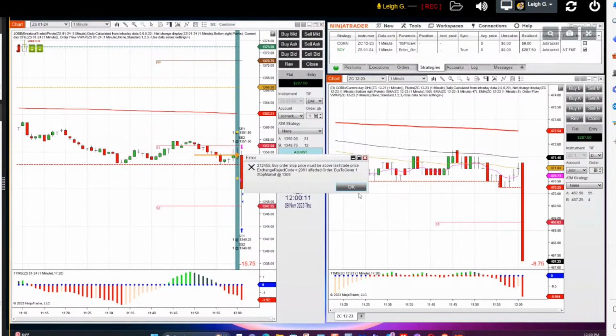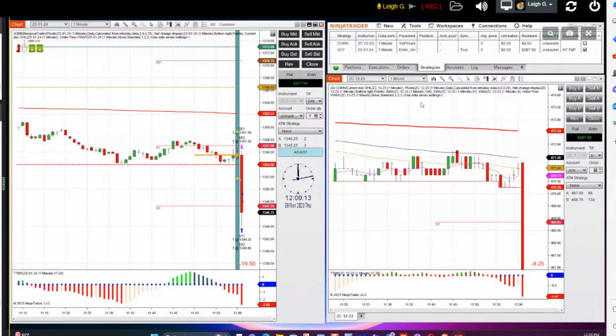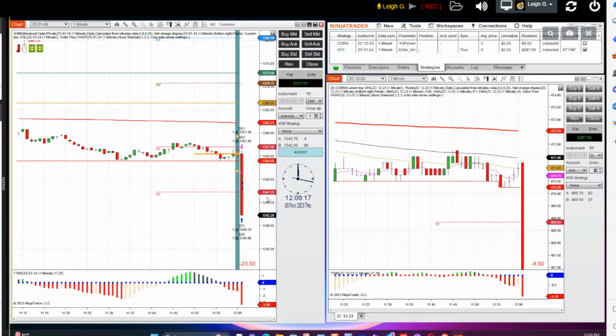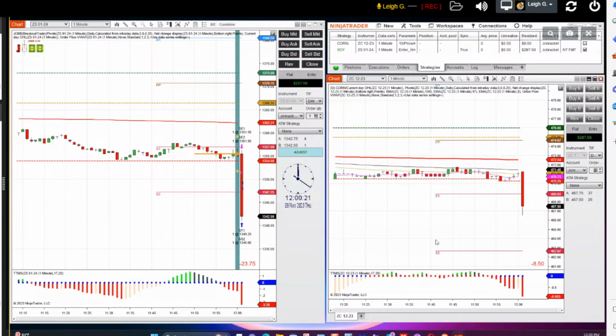Only $287 because it reversed pretty quickly. It doesn't mean the trade's over. I grabbed a quick 287, didn't do anything wrong at all. It almost looked like it was going to hit my second target. It probably would have, folks. Looks like it would have.